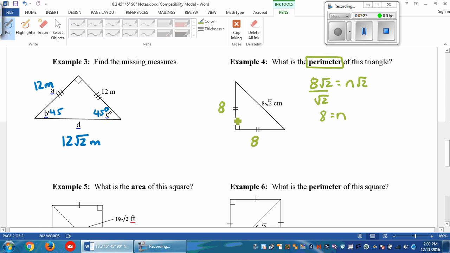Add them all up, 8 plus 8 plus 8 root 2. I don't want to see that you combine those. These two can be together. So your final answer is 16 plus 8 root 2 centimeters. Okay.